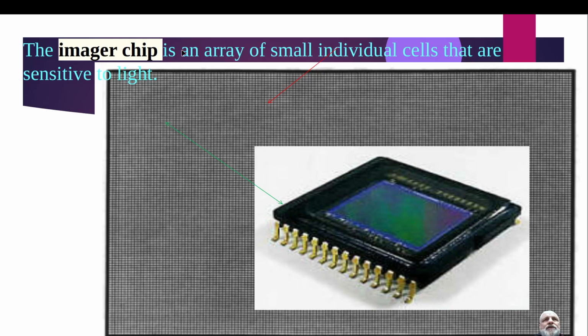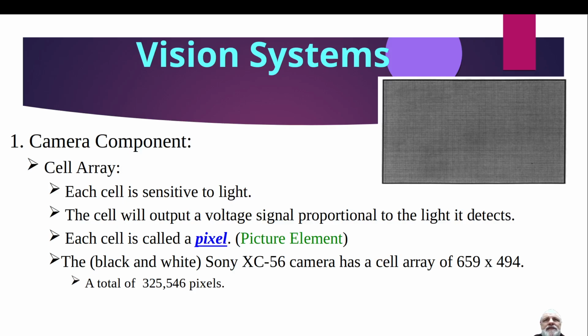So the imager chip is this array of photosensitive devices, and it's converting those into pulses, into ones and zeros, that are then fed to the controller, and they're fed in this array, which gives us the entire picture. Each one of these little photosensitive diodes or transistors is referred to as a pixel, or a picture element.